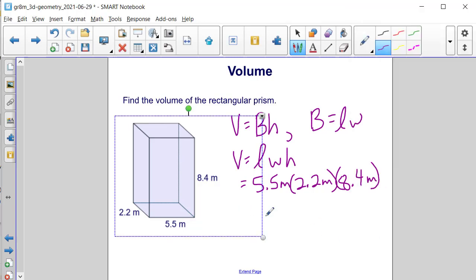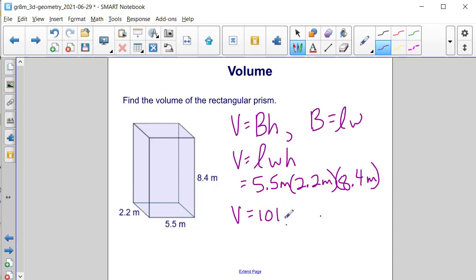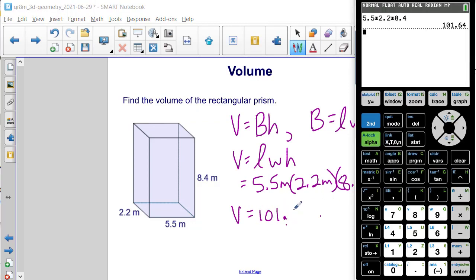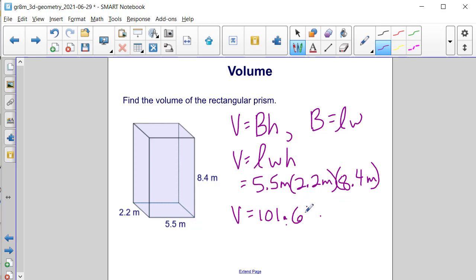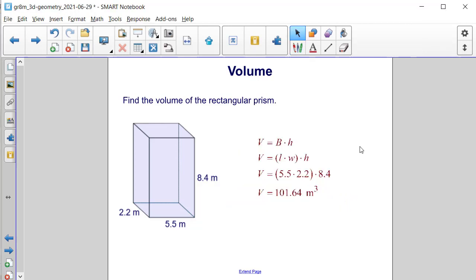our volume will be 101 and 64 hundredths cubic meters. And the work shown on this slide gives us the same solution that we just calculated, that the volume of this rectangular prism is calculated by multiplying the area of the base times the height, or length times width times height, which would give us 101 and 64 hundredths cubic meters.